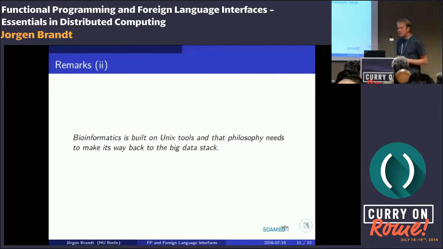And the second remark, that I'm curious to hear what you have to say about, is that bioinformatics is built on Unix tools, and the philosophy needs to make its way to the big data stack. So if I'm going to provide a tool that does big data, and I want it to work in this bioinformatics environment, I just need to have a way to import all these Unix tools, and then I'm done. Is that so? So there's a microphone, so we can.